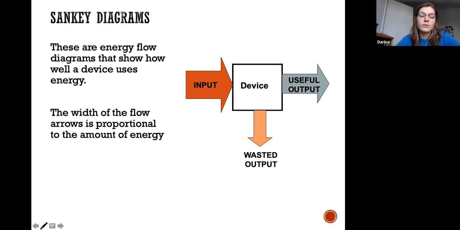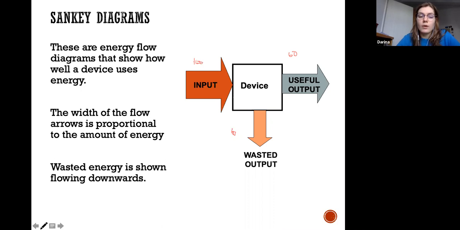So if this one was, for example, 100 joules of input, and if this one was, let's say, 60% of the width, this one will be 60 joules, and this one will be 40 joules. So the width of the arrows actually means something. Wasted energy is always, by the way, denoted as going downwards. So we've got our wasted output down there.